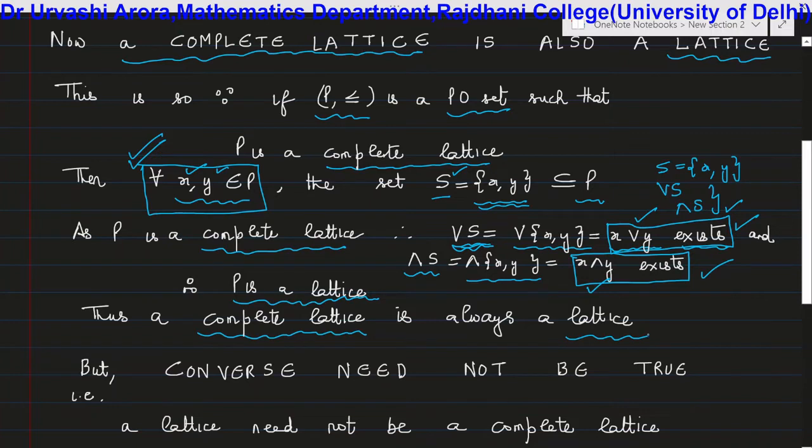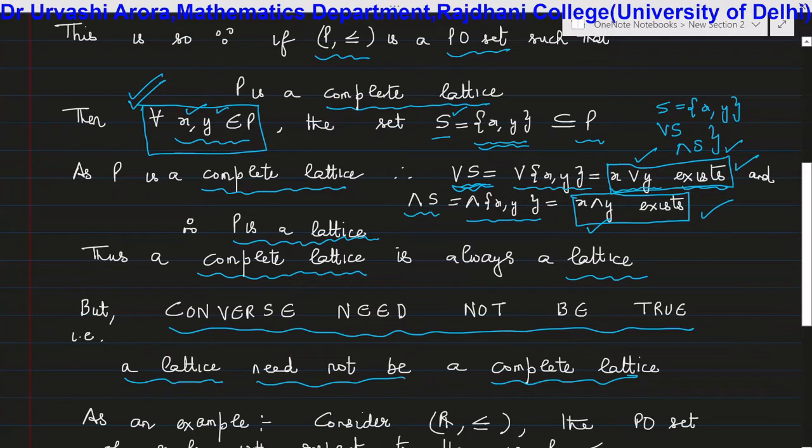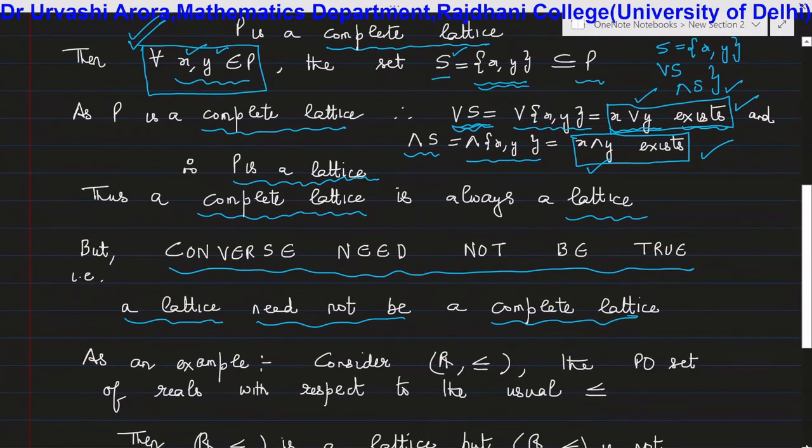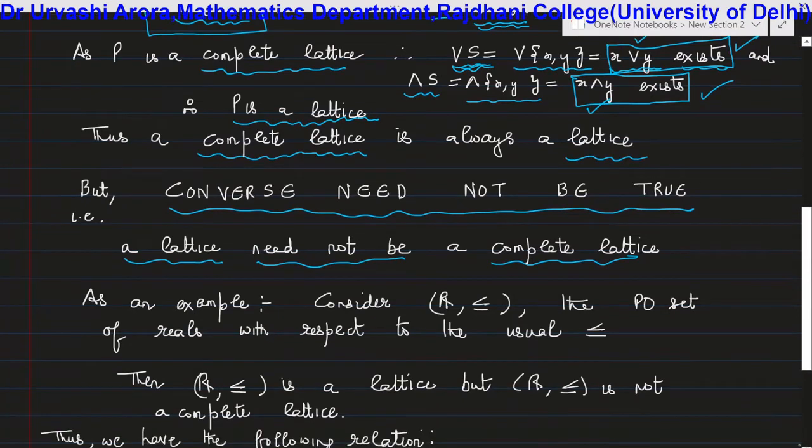This means that if P is given to be a complete lattice, it will also turn out to be a lattice. So this was one claim that we proved, but the result is not true the other way around, which means that the converse of this result is not true. If you are given a lattice, it is not necessary that it will be a complete lattice. That is not always true. So we can have lattices which are not complete lattices.